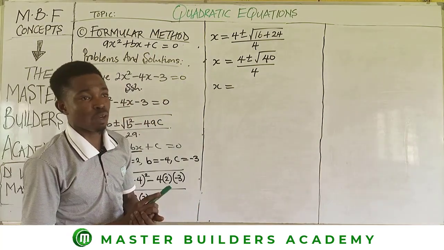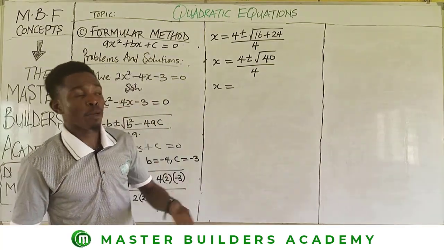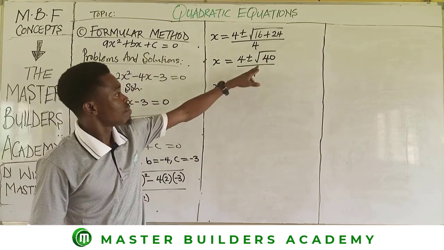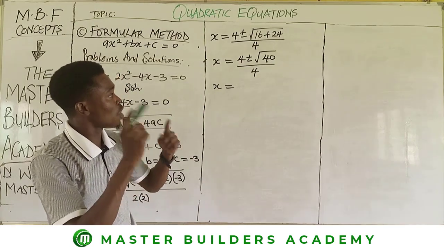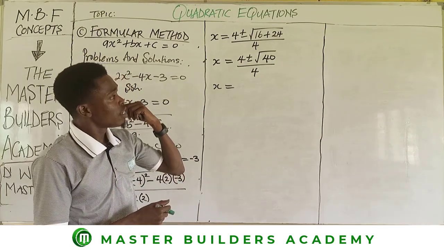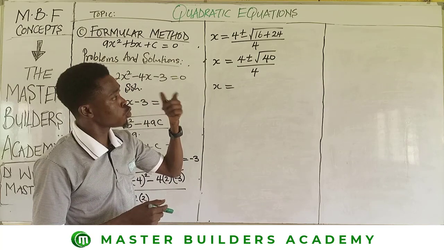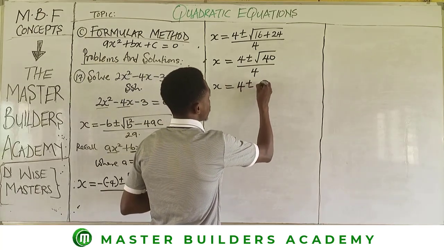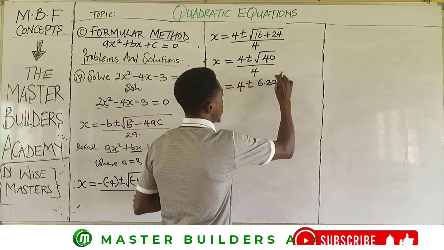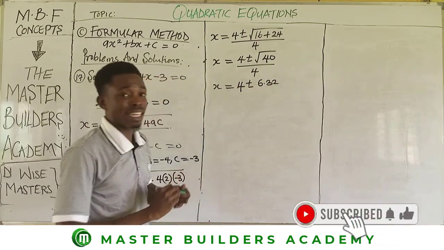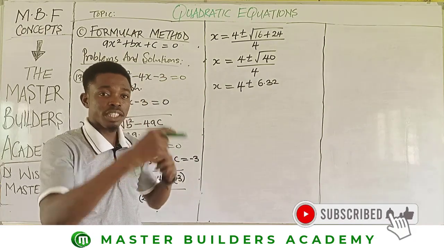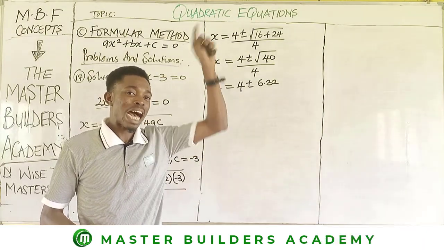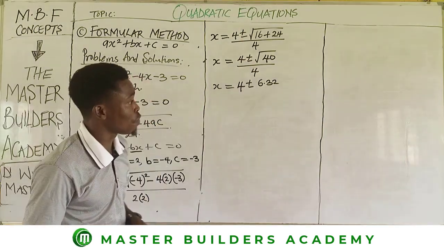Yes, 40 is not a perfect square, so we leave our answer in decimal points. All we need to do is find the square root of 40. When you find the square root of 40, we are going to have 6.3245. So we have 4 plus or minus 6.3245, because the square root of 36 is 6, and 40 is between the square root of 36 and 49. So this is the square root of 40.